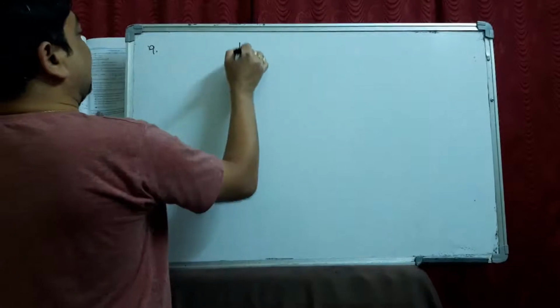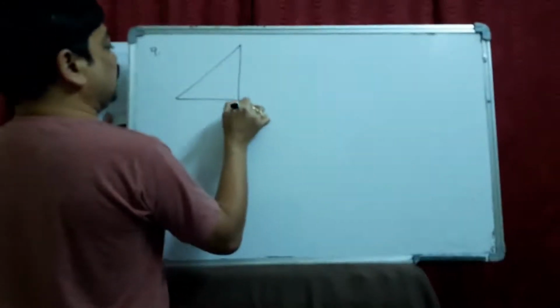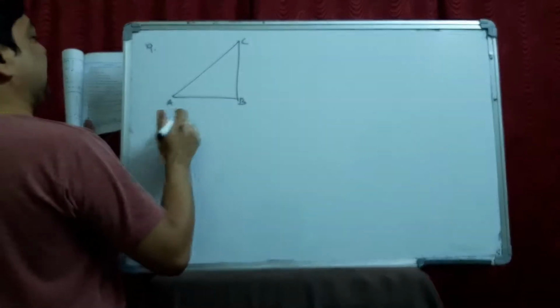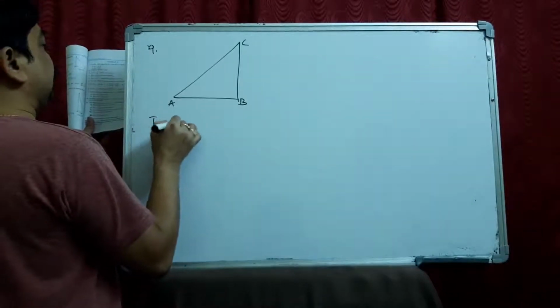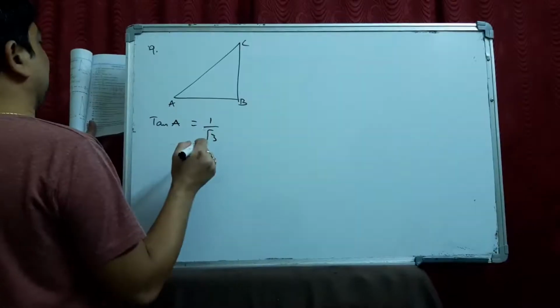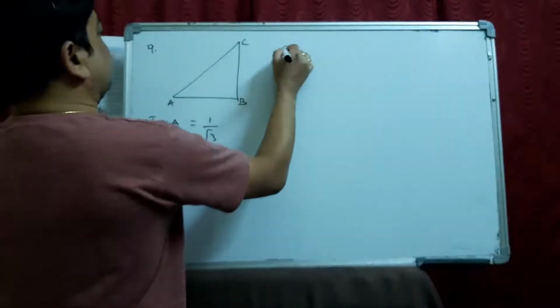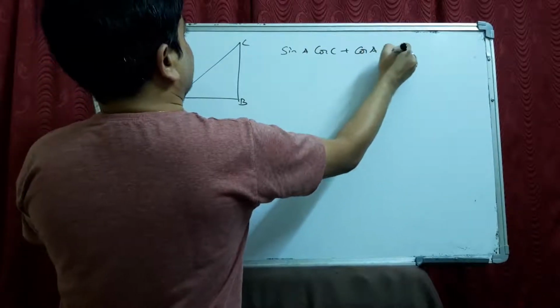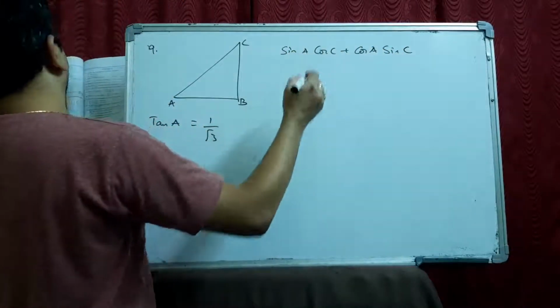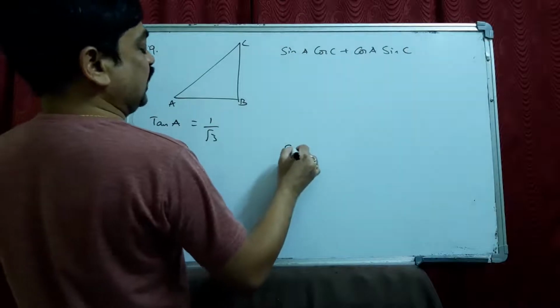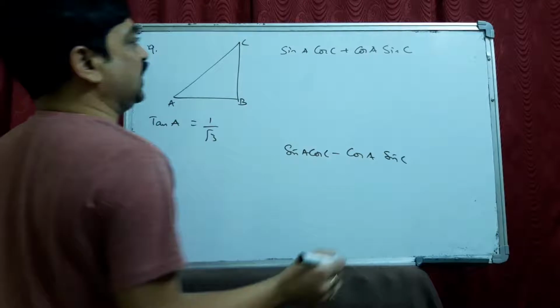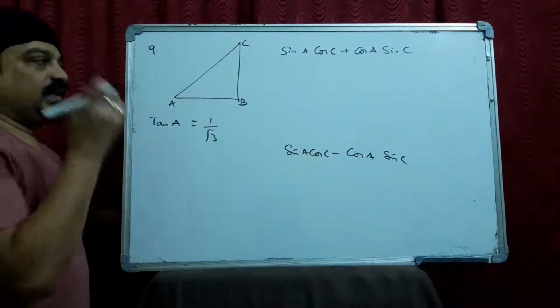See the ninth question. In triangle ABC, right angle at B. Right angle at B they told us. So we take ABC. Anyway, you can take A here, C here also. Tan A is given as 1 by root 3. And you are asked to find out sin A cos C plus cos A sin C, also sin A cos C minus cos A sin C. That means we need sin A, cos A, sin C, cos C. Let us find out.